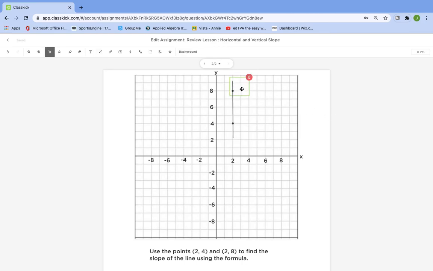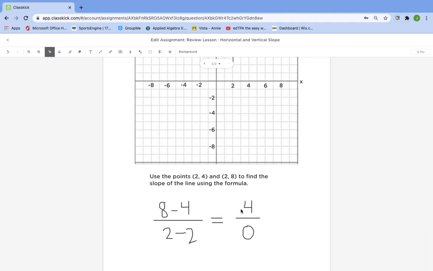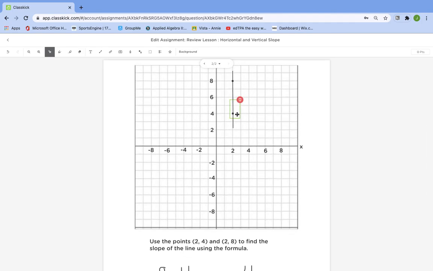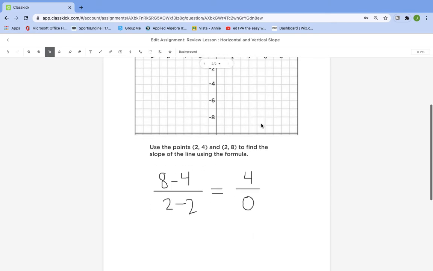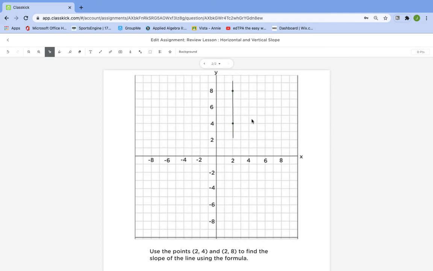And this is our line, right? Because again, if we look at rise over run, our rise is 4. So from our first point to our second point, we rise by 4, and our run is 0, so we don't move left or right. So just remember that if you have a solution like this with any number over 0, you're going to get a vertical line, which means that the graph of your line is going to look like this.